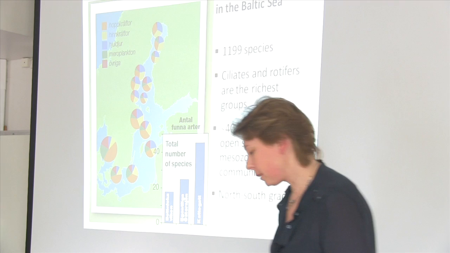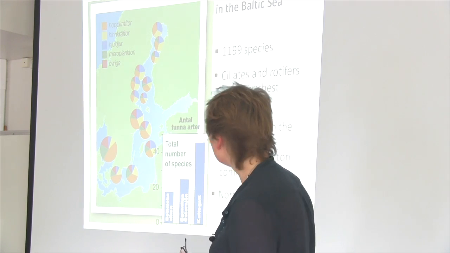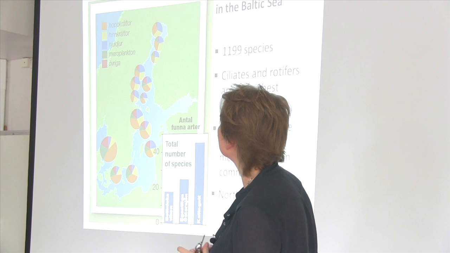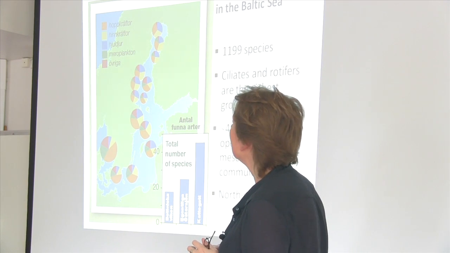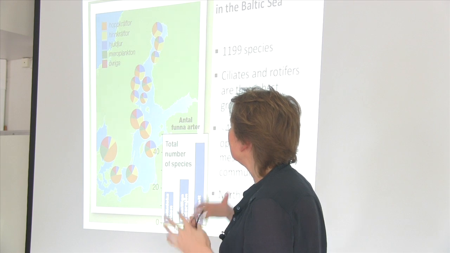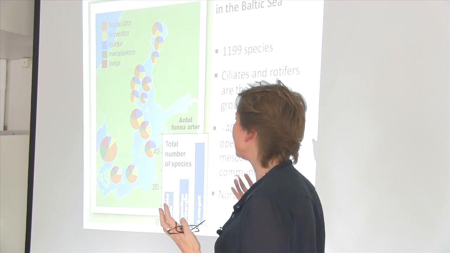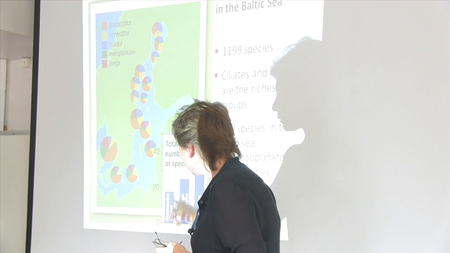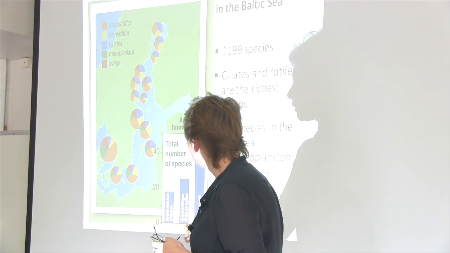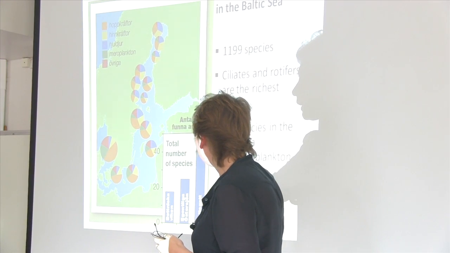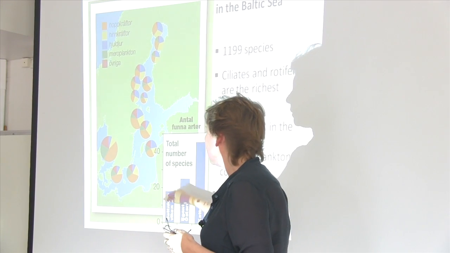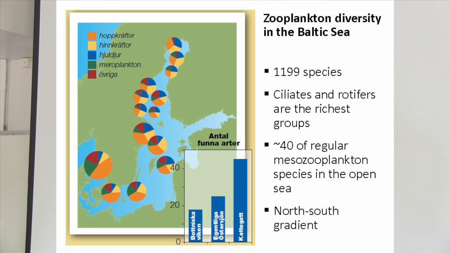But also what we have here that's interesting is a north-south gradient in terms of species diversity, or species diversity as a total number of species. Here is the Bothnian Bay, Baltic proper, and Kattegat. So when it comes to the mesozooplankton, they obey Remane's rule. They increase towards the marine areas.